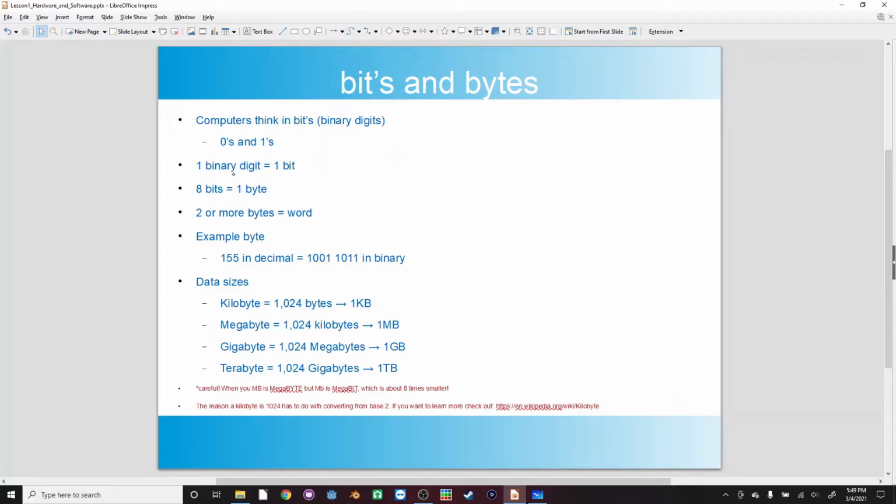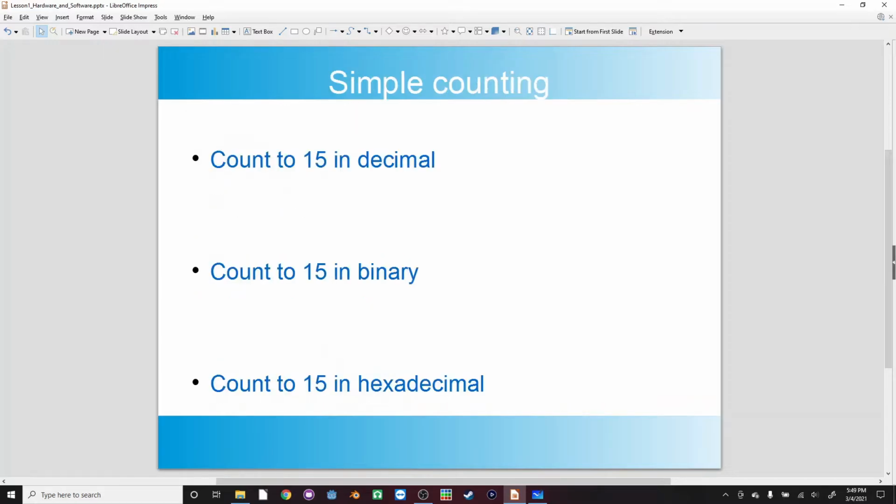Just focus on the fact of what a binary digit is and that there's 8 bits per byte. 8 bits, 1 byte, smallest value you can have. Well, it's smallest in a CPU. We'll get to that in a second.